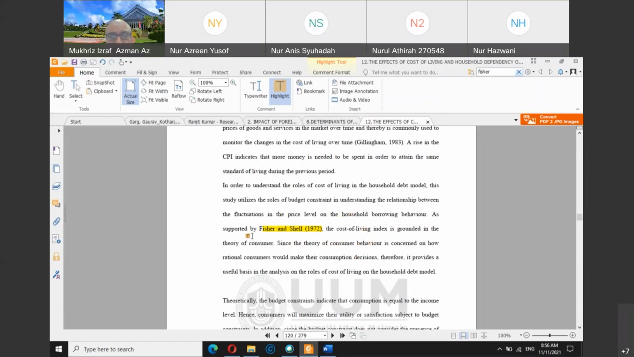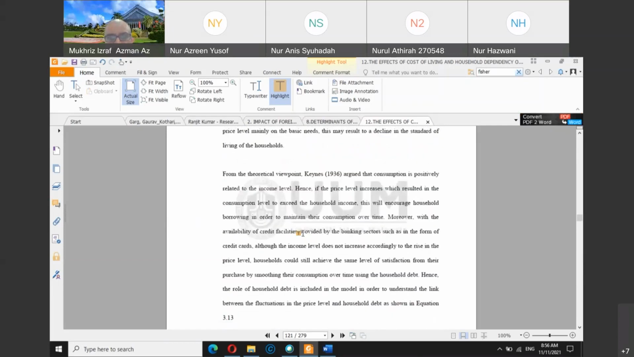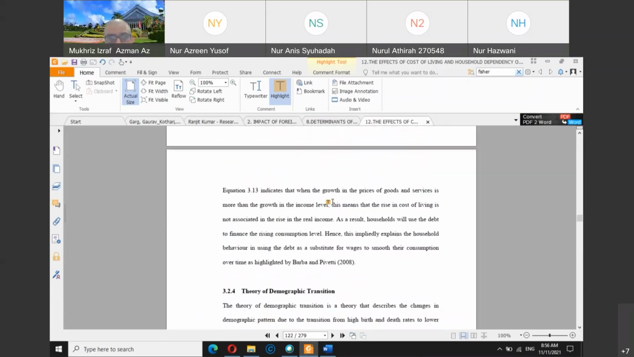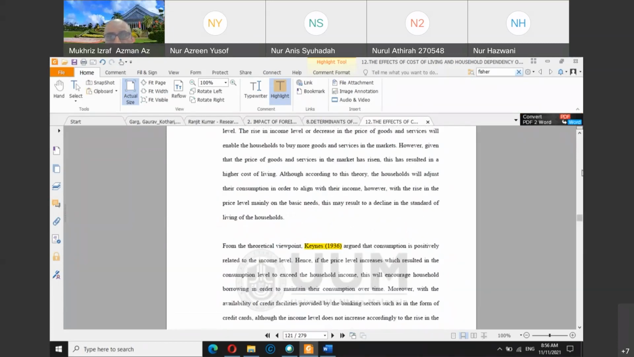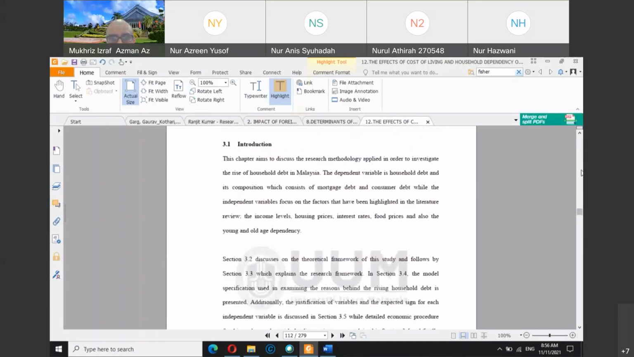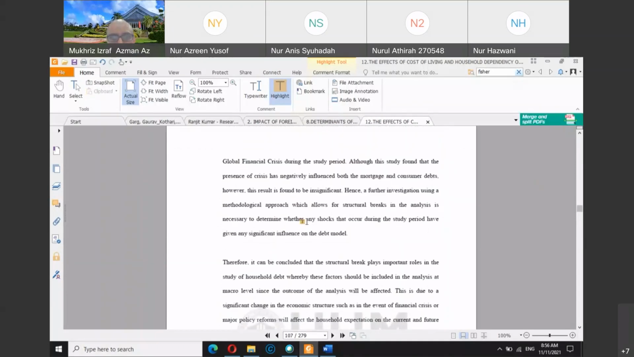So this is the first way. Fisher and Shell, and then you can go through, for example, Keynes 1936. You put the name of the author in bracket the year the article is published. So this is the first way how you want to cite an article. Of course this is in chapter 3.